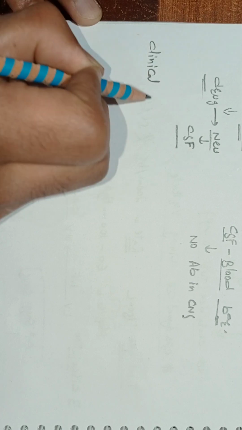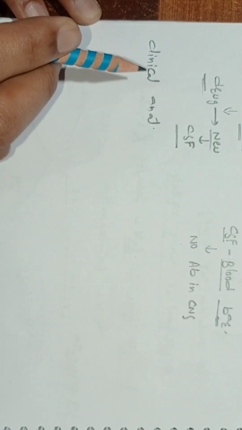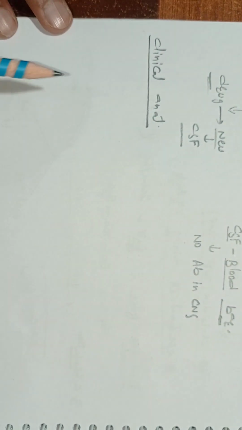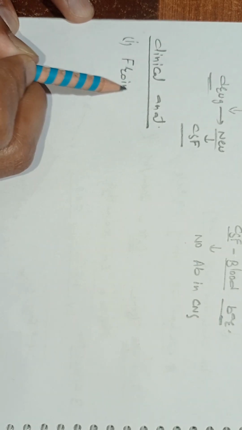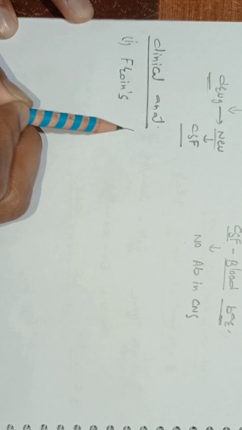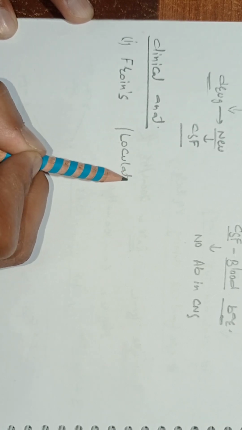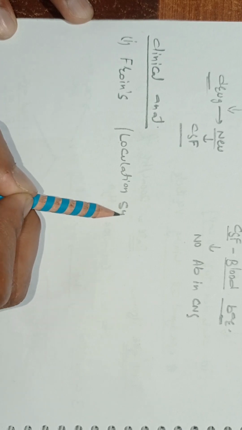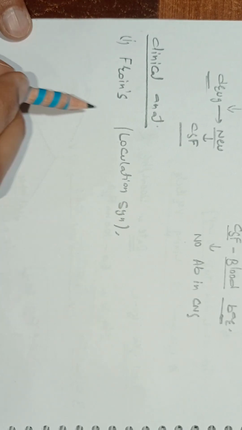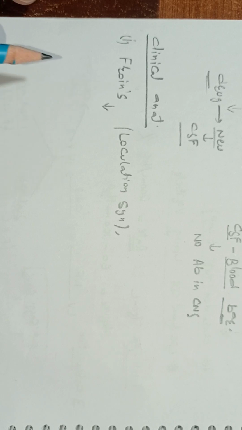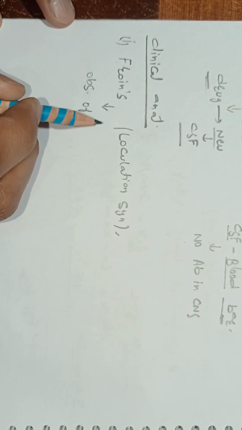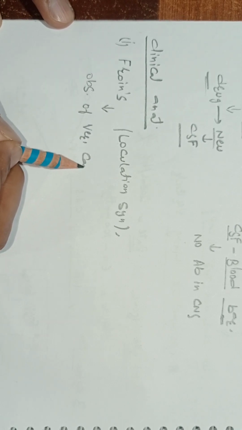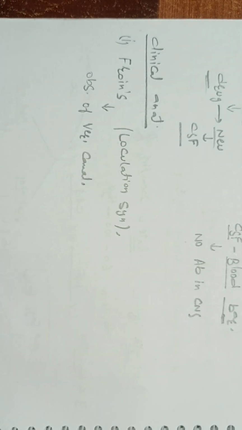Clinical anatomy of CSF. Clearly, number first we will study in clinical anatomy Froin syndrome, that is also known as loculation syndrome. Clearly, what is the cause of this Froin syndrome or loculation syndrome? It is because of obstruction of the vertebral canal. Whenever there is an obstruction of the vertebral canal, it results in Froin syndrome or loculation syndrome.